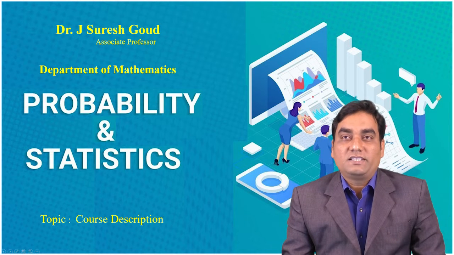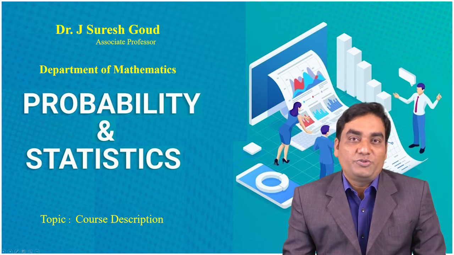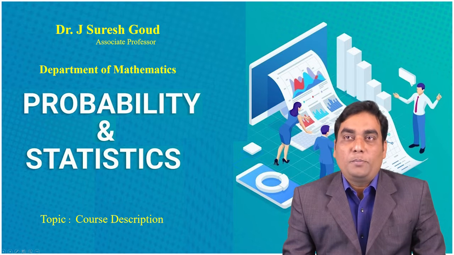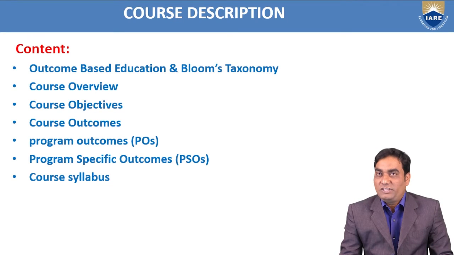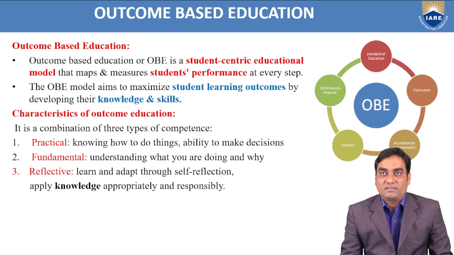Today, we are going to discuss the course description of our course, Probability and Statistics. This will come in the BTech second semester program. The content of this video is, first, we are going to discuss outcome-based education and Bloom's taxonomy, the course overview, the course objectives and course outcomes. Similarly, we are going to discuss program outcomes, program specific outcomes, and the course syllabus of probability and statistics.